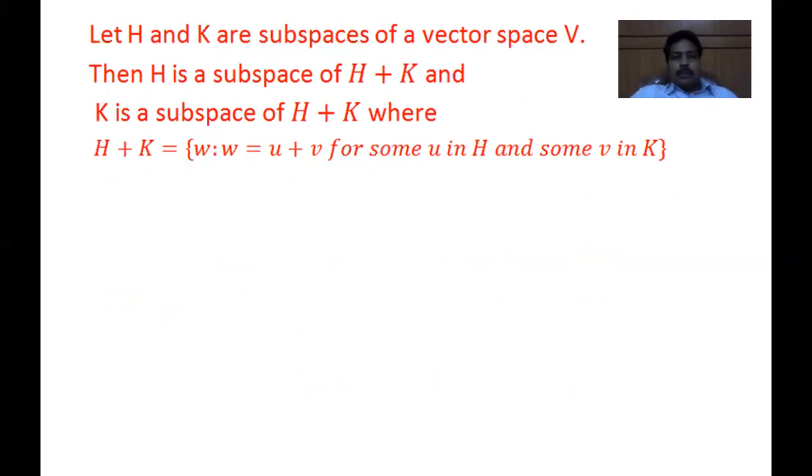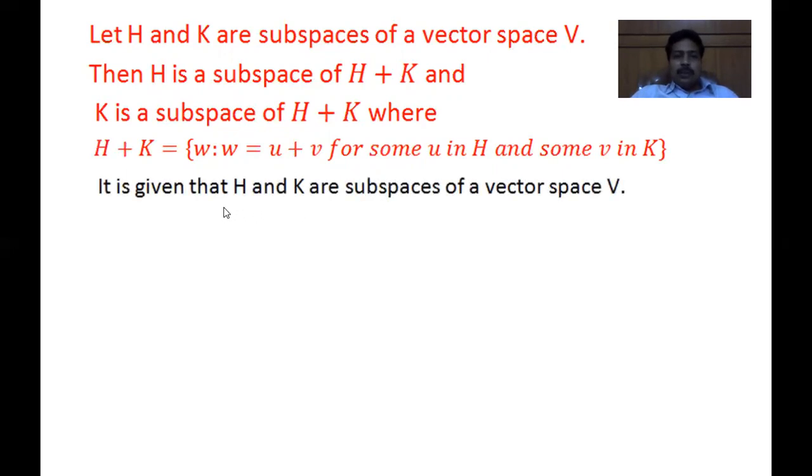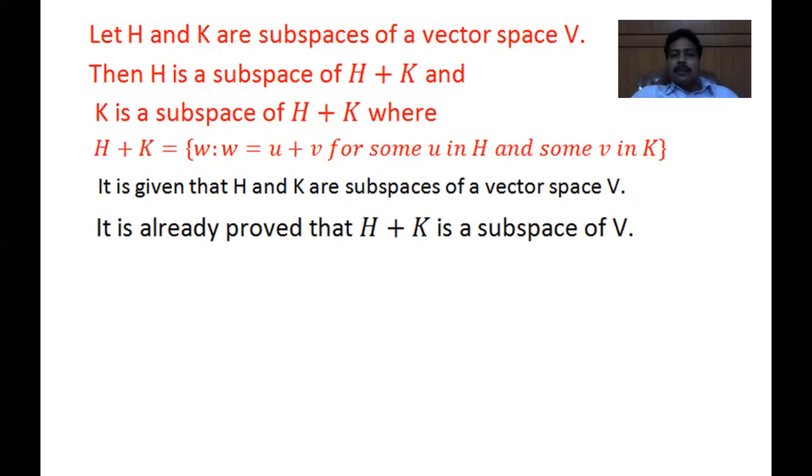So now we have to prove that H is a subspace of H plus K. Earlier we have proved that H plus K is a subspace of V. Now we are going to prove that H is a subspace of H plus K. It is already given that H and K are subspaces, so they themselves are vector spaces. It is already proved that H plus K is a subspace of V. So it is enough if we show that H is a subset of H plus K, since H itself is a subspace and H plus K is also a subspace of V.